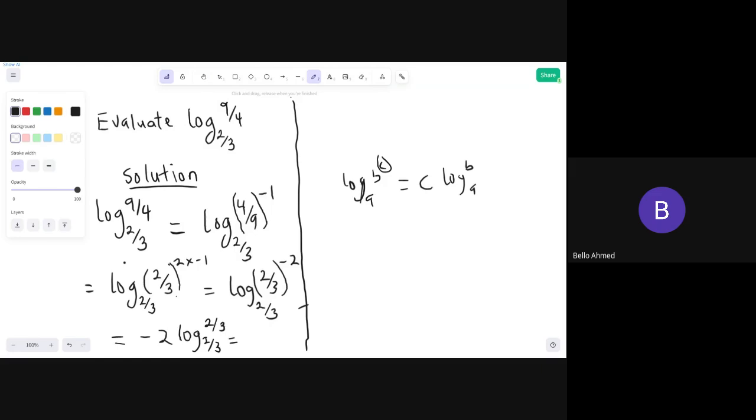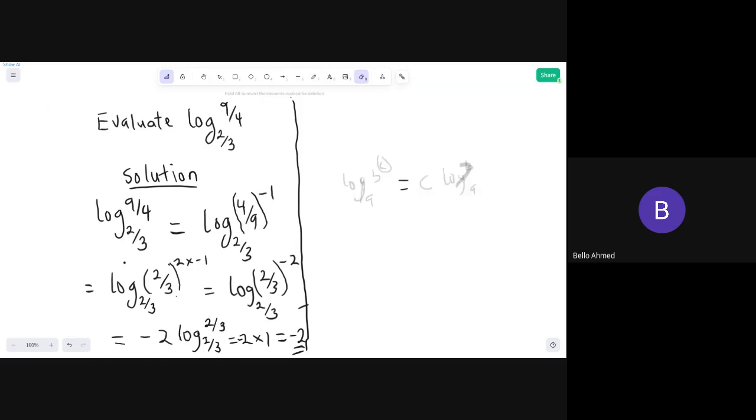Now, we all know that any logarithm to its base, that is 2 over 3 to base 2 over 3, is going to give us 1. And negative 2 times 1 is going to give, sorry, this 2 must have a negative. Remember, there's actually a minus here, so don't forget to put the minus. So our answer finally is going to be equal to negative 2. And that is the solution to this problem. Thank you very much for watching.